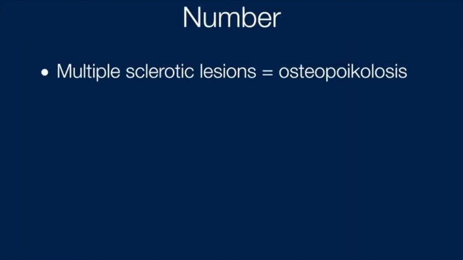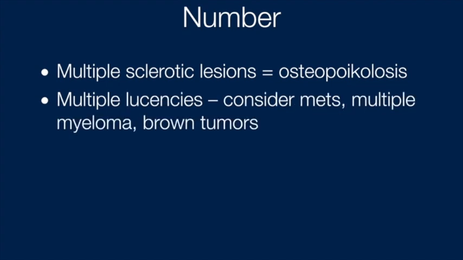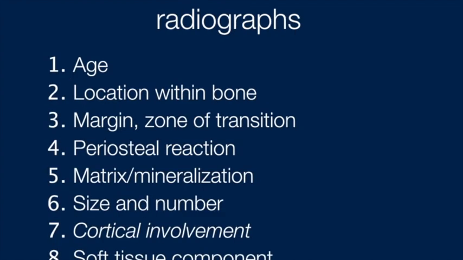Number of the lesions. So multiple sclerotic lesions can be seen in dysplasia such as osteopoikilosis. Multiple lucencies, you want to consider something like metastatic disease, multiple myeloma, brown tumors, and even if they're well defined, if there's many of them, you have to consider these last few lesions.